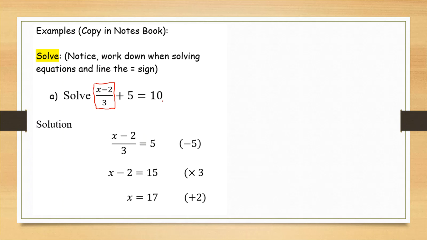plus 5 equals 10. I like to take 5 as our first step, which gives us x minus 2 over 3 equals 5. So I'm taking away 5 from both sides. So this is the operation that I'm going to do. So to get from this step to this one, I took away 5.